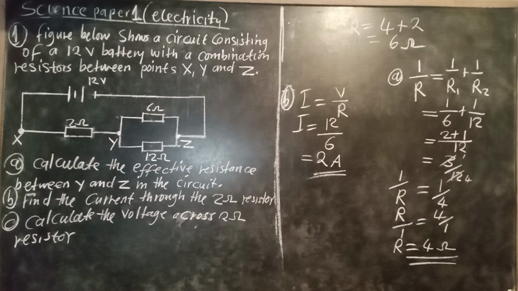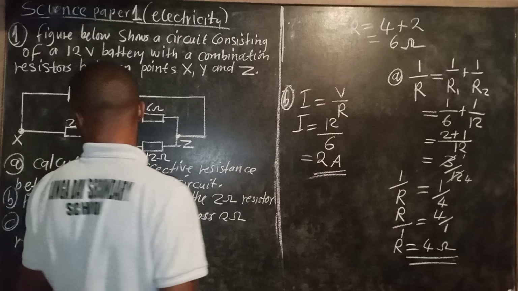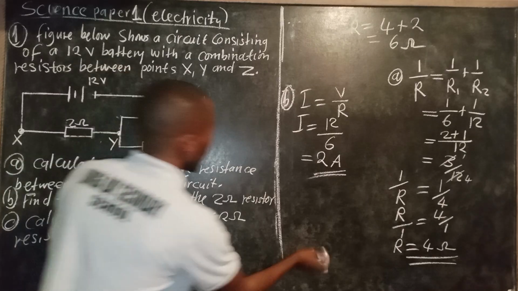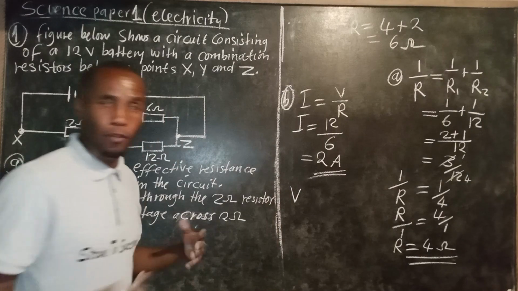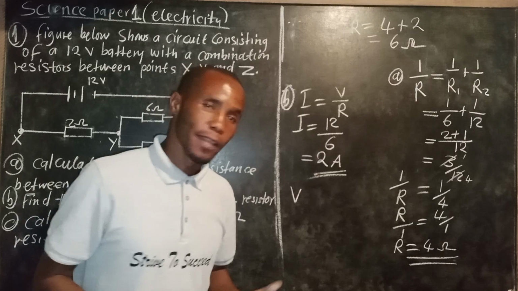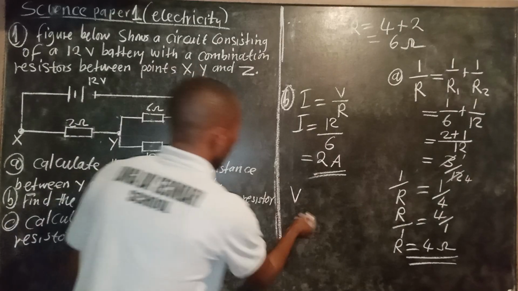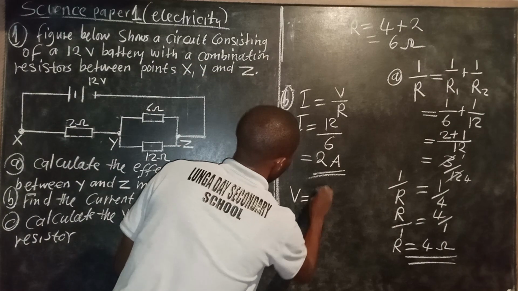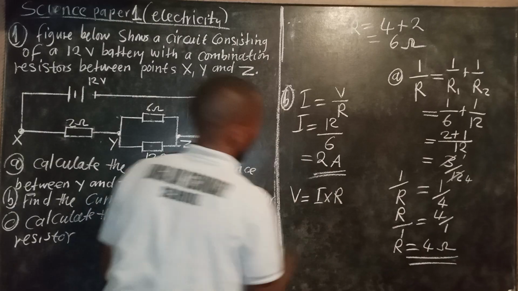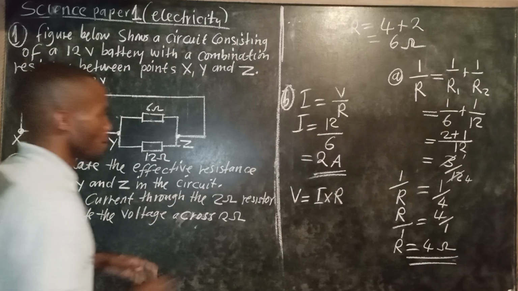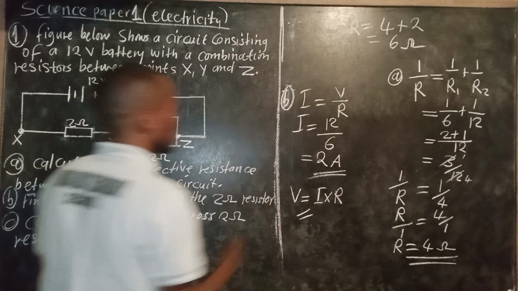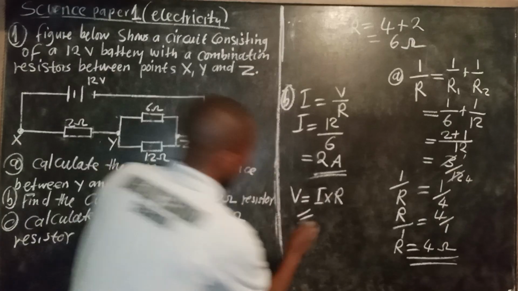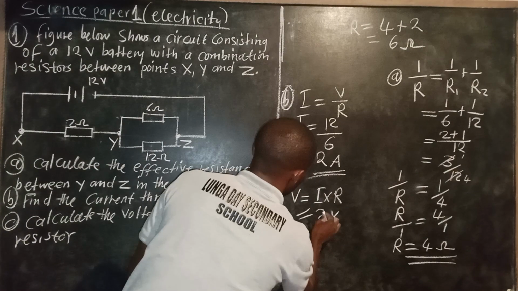Then we go to question C. Calculate the voltage across the 2 ohm resistor. So here we are calculating the what? The voltage. The formula, you have seen how important formulas are in physics. You have to master them. So voltage is equal to current times the resistance. That is the formula for voltage in this case. Then current is what? We have found it is 2. You use that same one. Times.